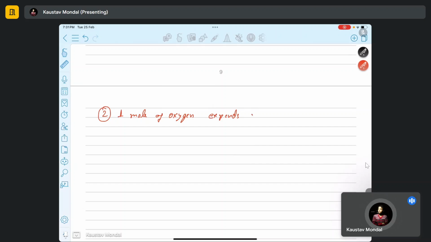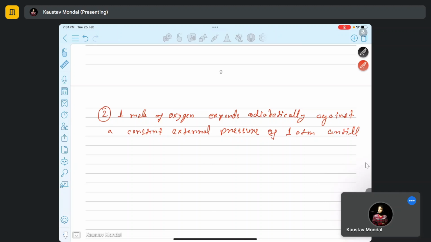So problem number 2 we'll be discussing. 1 mole of oxygen expands adiabatically against a constant external pressure of 1 atm until the pressure balances again.